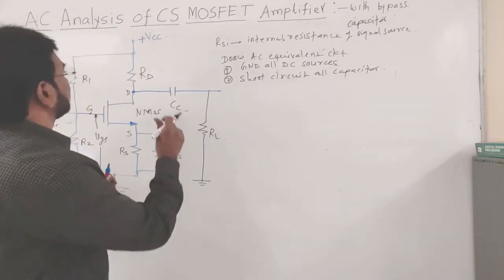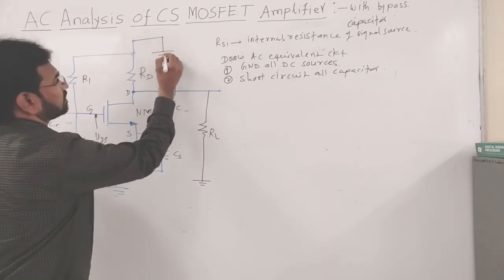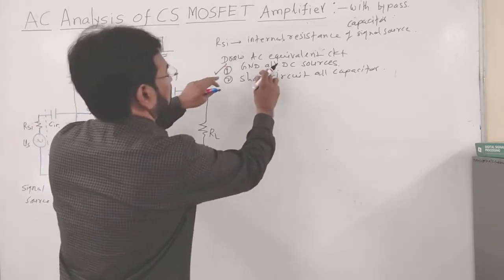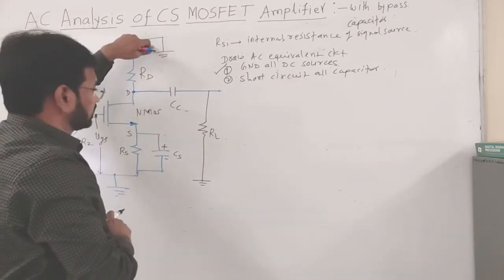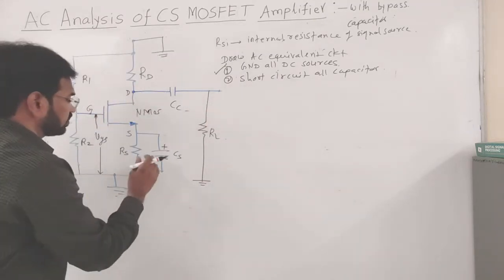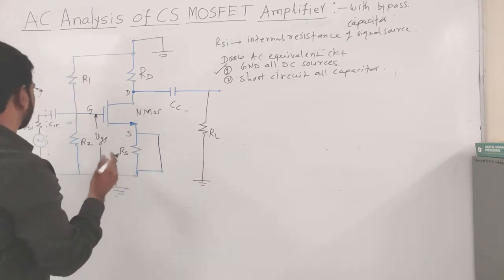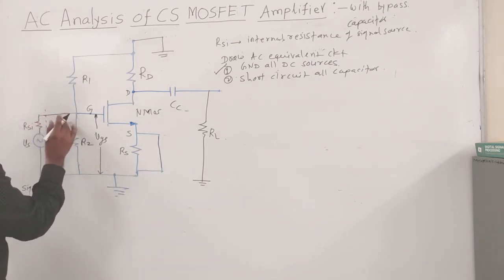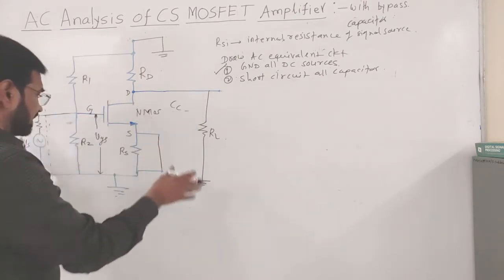Now, I am going to modify the same circuit. See, I am performing the first step, okay. The first step is to ground all DC sources. I have grounded VDD to ground, okay. Now, short circuit all capacitors. I am going to modify this one. All capacitors are going to be short circuited, and this capacitor also acts as a short circuit, and this is also going to be short. Now, for the remaining things, okay.